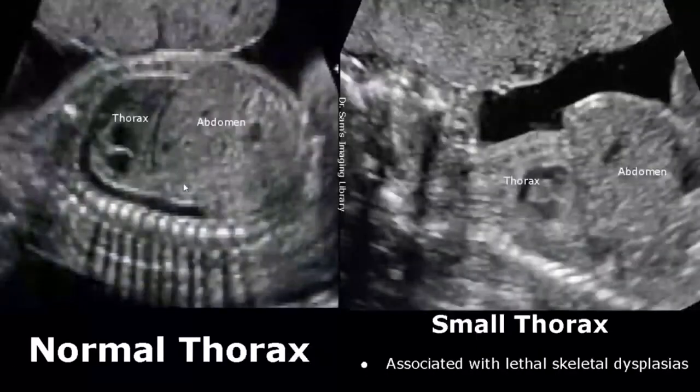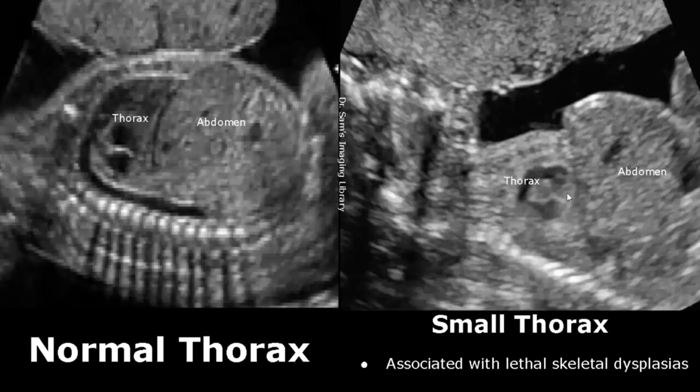On the left side is an image of a normal thorax in sagittal plane, and on the right side is a small thorax. A small chest will look like this. The abdomen is protruding out as well. This appearance is associated with lethal skeletal dysplasias.